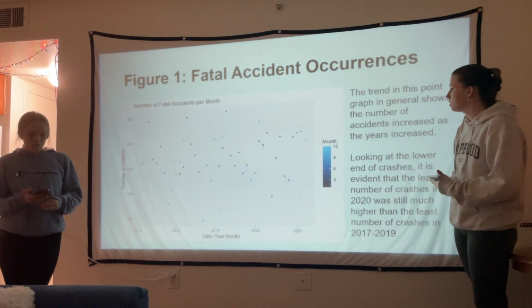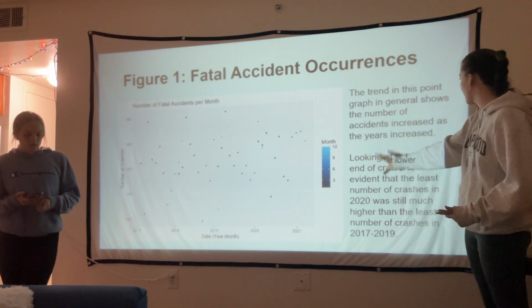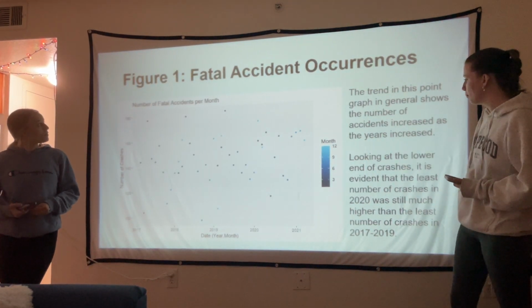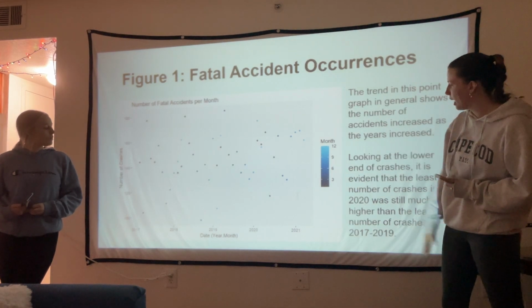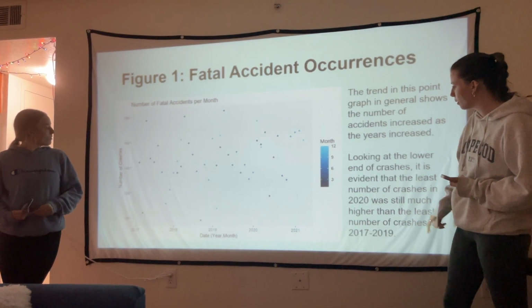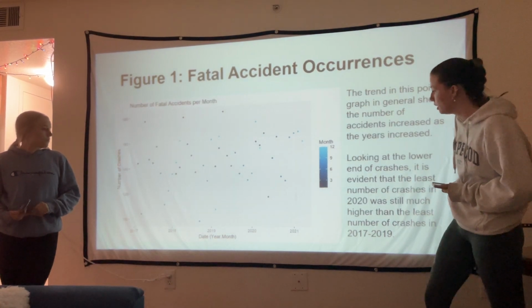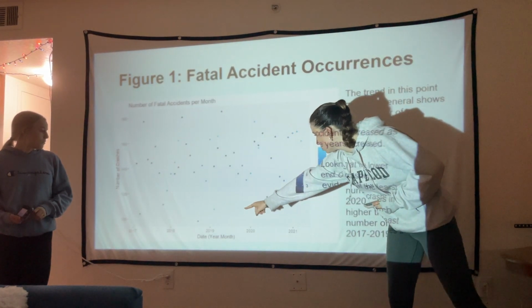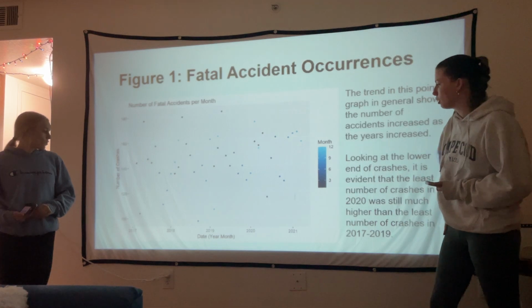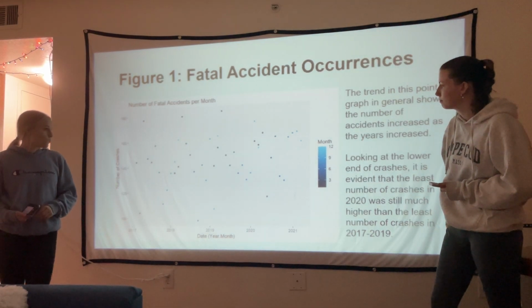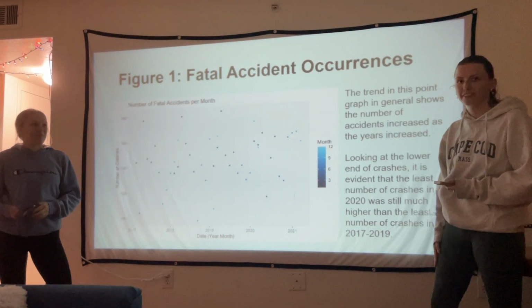So this is our first figure. As you can see, it's pretty scattered throughout, but you can tell the lower end of the crashes in 2020, where we have COVID happen, so less snowbirds came down, is a lot less than in 2019 when we were at our peak season and crashes were higher.